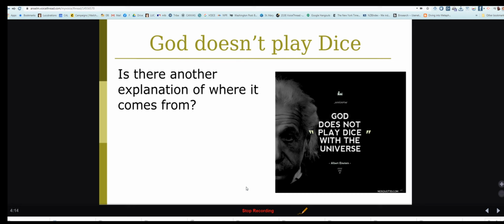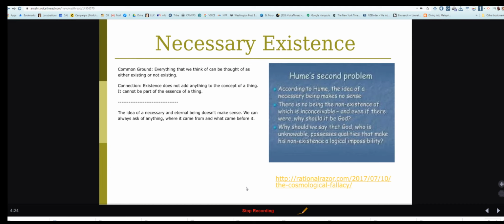So again, you have to decide what makes more sense: getting something from nothing, or having this other type of being, a necessary and eternal being. And David Hume thinks that he has an argument against this third possibility of a necessary existence. He thinks that everything that we think of can be thought as either existing or not existing. Think of a cup, a teapot, a tree, a planet. We can imagine all of them existing or not existing without changing the essence of that thing.